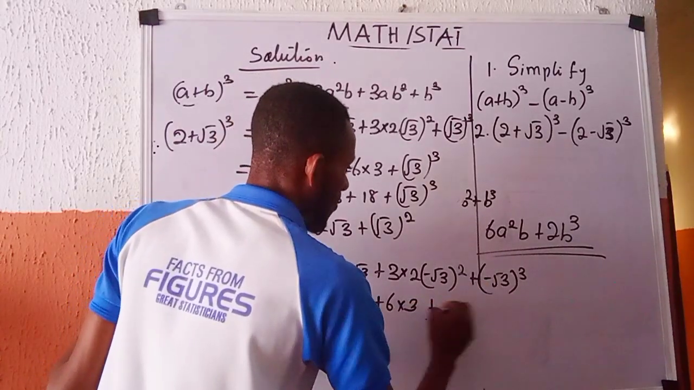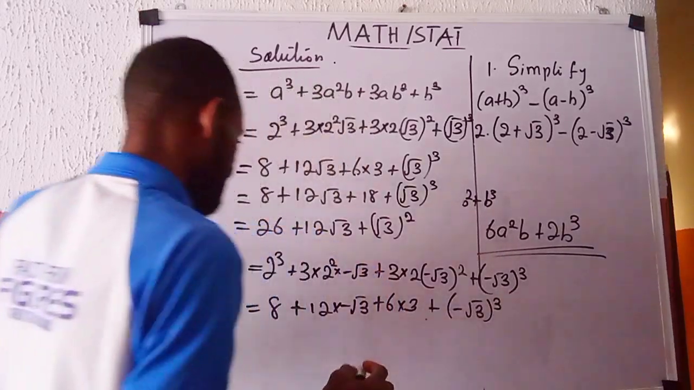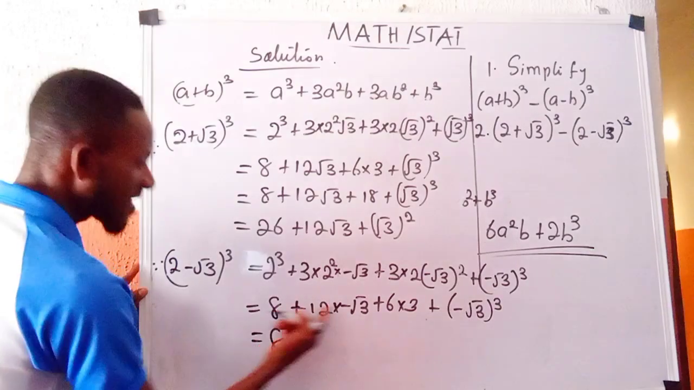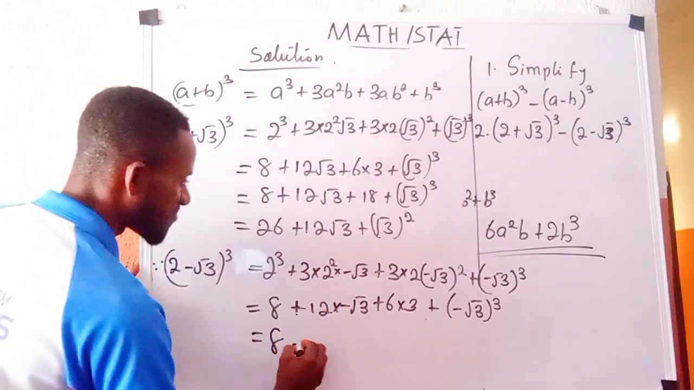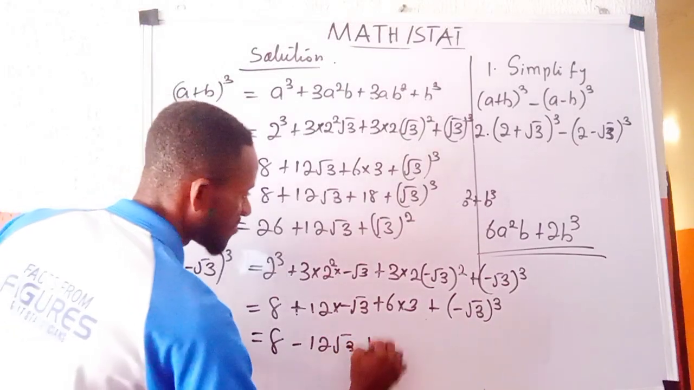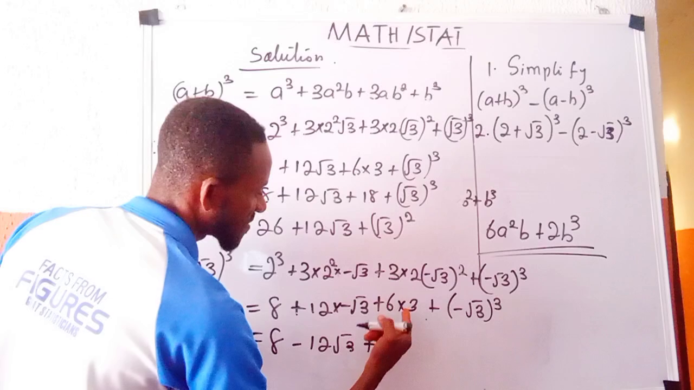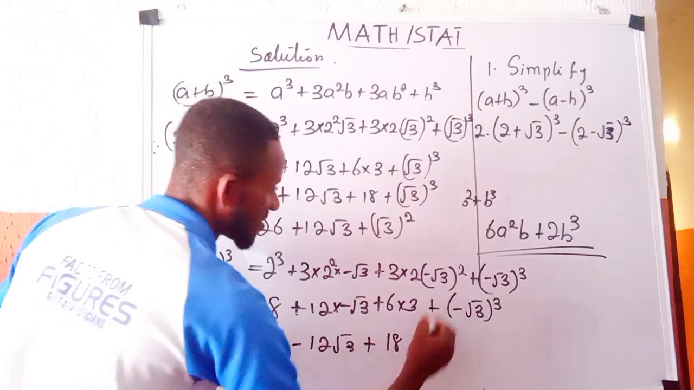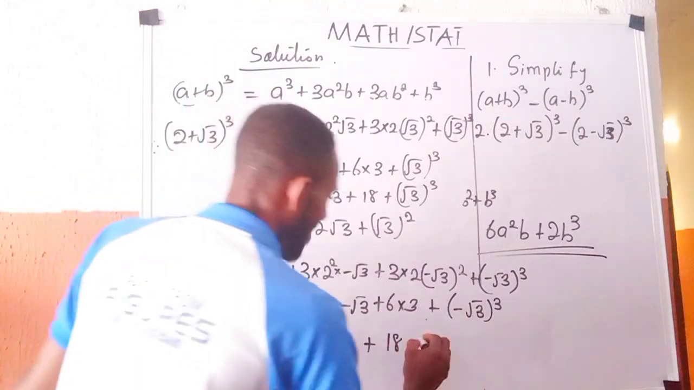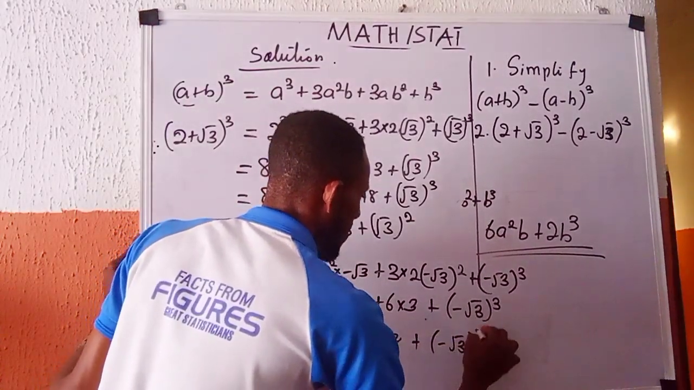Then you now come over here. This now becomes plus. You have minus root 3, all raised to power 3. Then you come back here and you have 8. Here is minus, here is plus. So you have minus 12 root 3. Then plus, this time 6 times 3 will give us 18. Then here is going to be minus root 3 all raised to power 3.